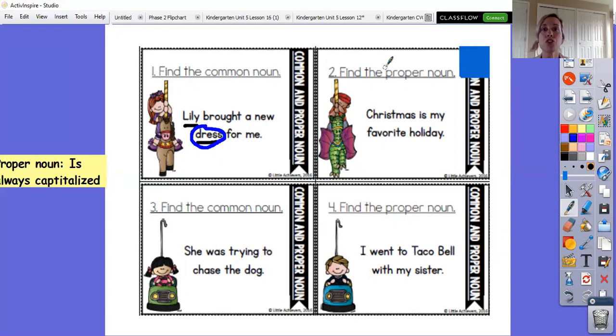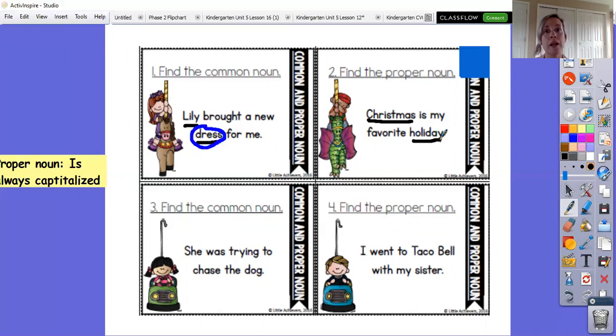All right, let's look at number 2. It says find the proper noun. We're looking for a specific noun, but first let's underline our nouns in the sentence. Christmas is my favorite holiday. Christmas, that's a thing, a person, place, or thing, so I'm going to underline it. Favorite, that's not a noun. It describes the holiday. So holiday is a noun, okay?